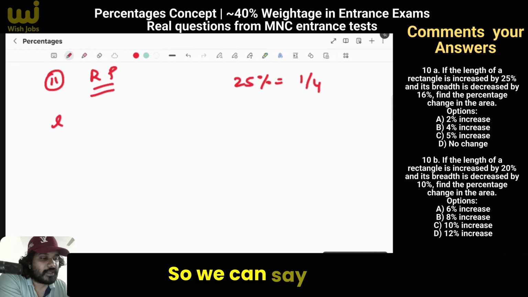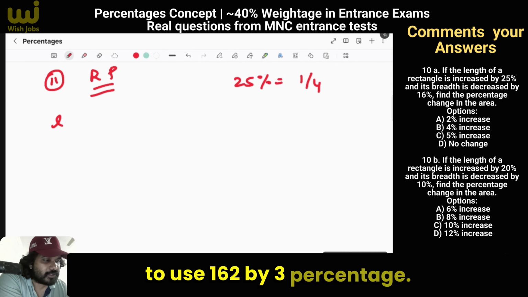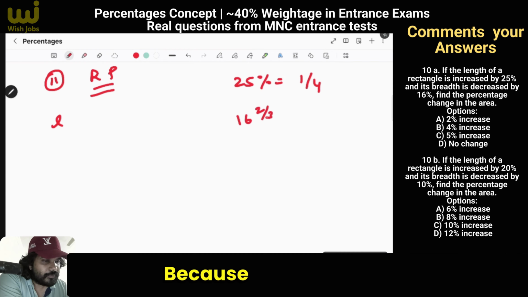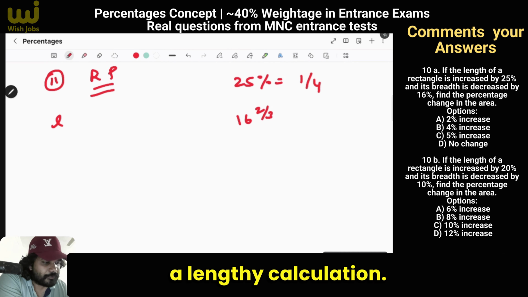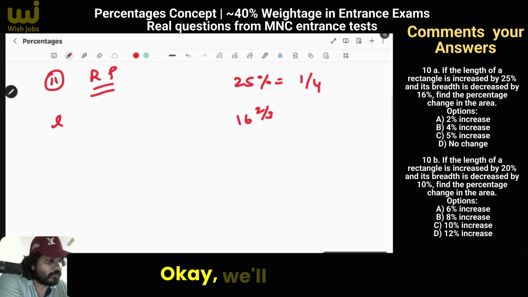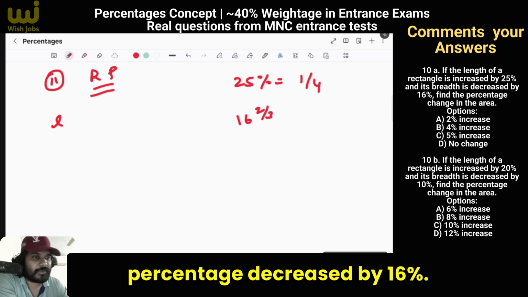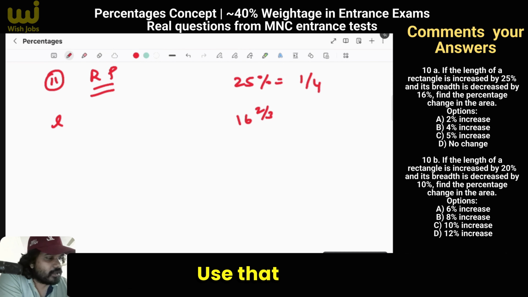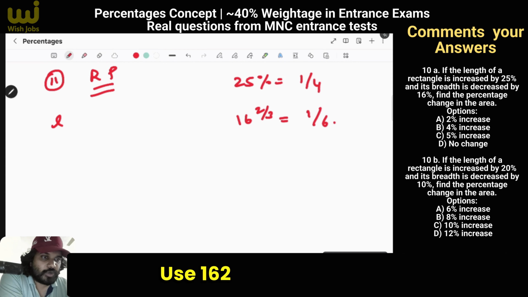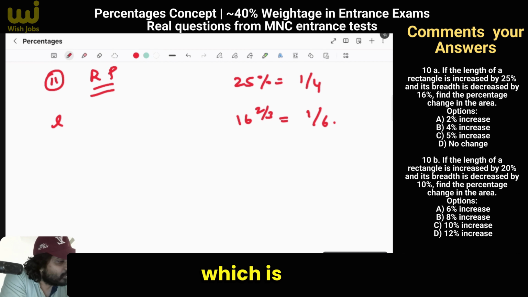We'll try to use 16 2 by 3 percentage, because 16% can also be taken, but it will be a lengthy calculation. But once we'll try it, we'll take 16 2 by 3 percentage, which is 1 by 6. Don't use 16%, use 16 2 by 3 percentage for better calculation.